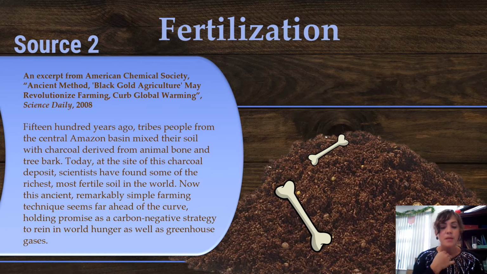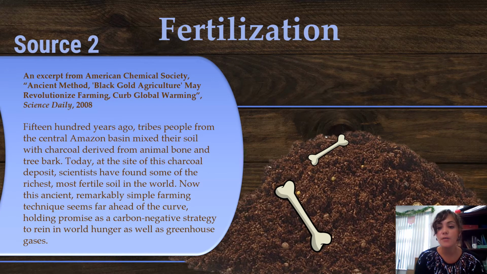If you didn't know, charcoal, like charcoal you use on a grill, is made from burnt wood, right? They're saying back in the Amazon, they found charcoal that also had not only burnt tree bark, but burnt bones, and it was like the best fertilizer that could have been used. And this was a long time ago. This article is talking about how we should go back to that because it's good for the environment.